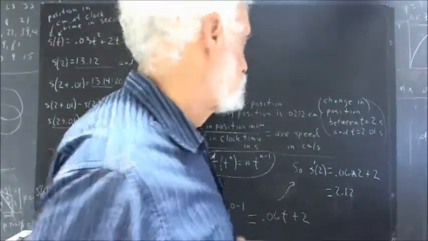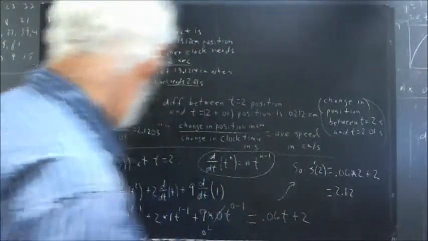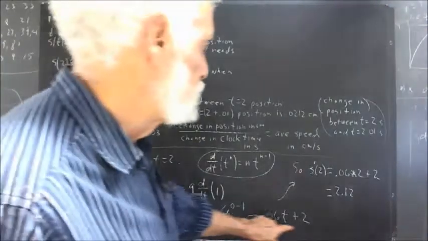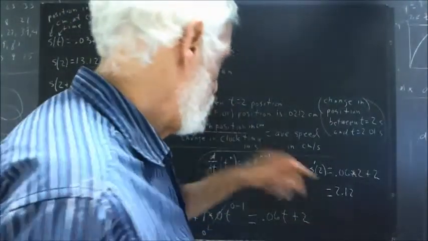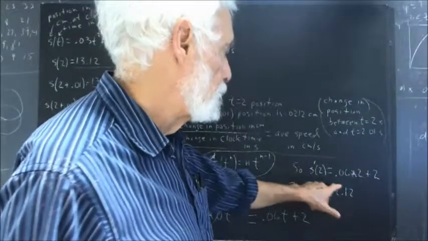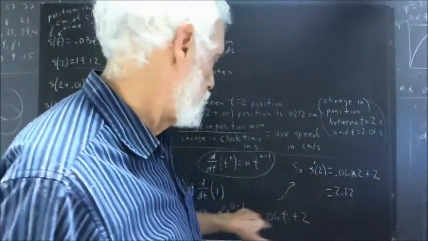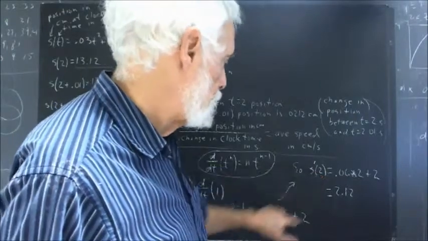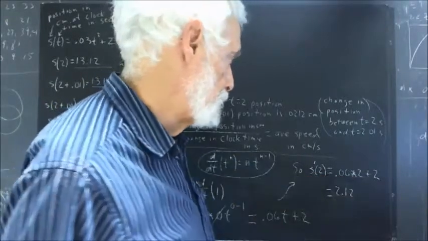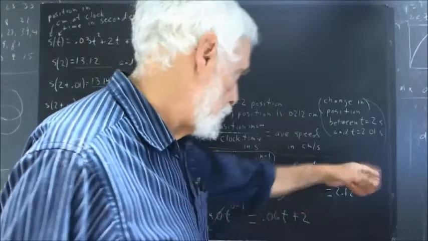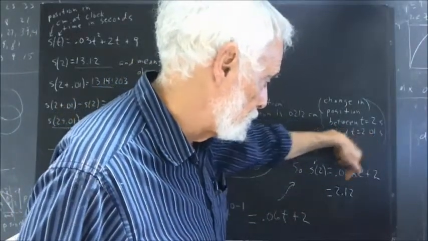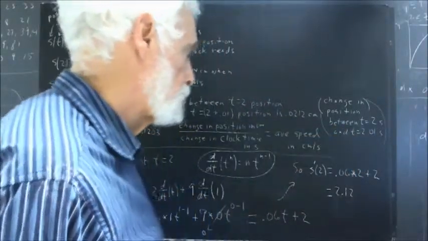Okay, so it follows then, if s prime of t is 0.06t plus 2, then s prime of 2 is 0.06 times 2 plus 2. We replaced t in s prime of t with 2, so this t will be replaced by 2. So we have 0.06 times 2 plus 2, which is 2.12.